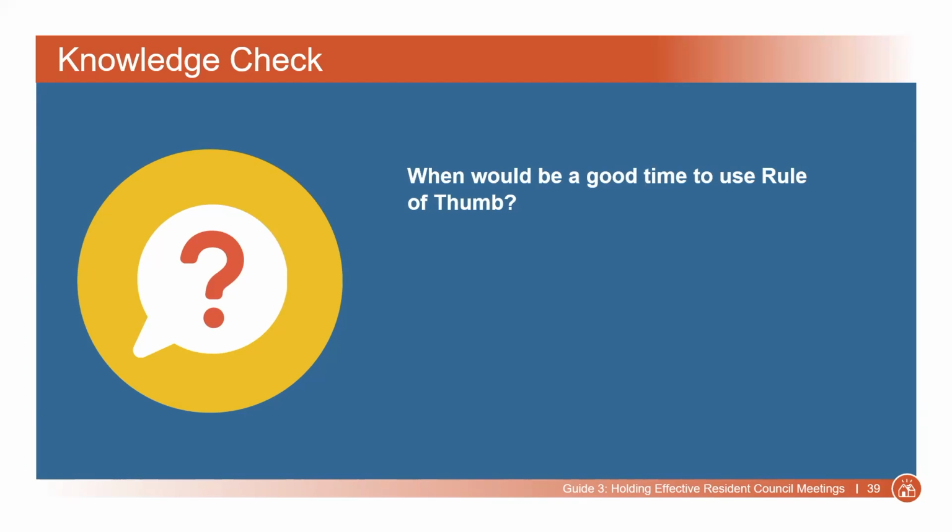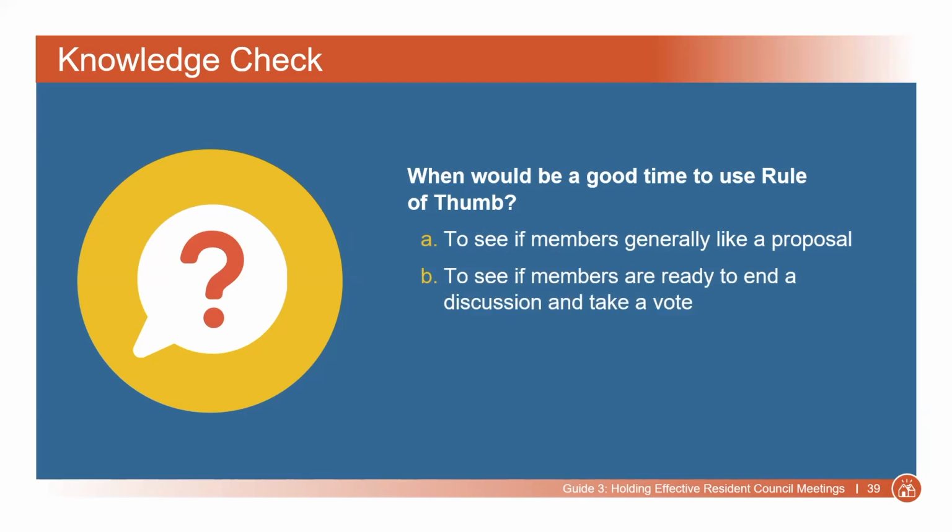When would be a good time to use rule of thumb? A, to see if members generally like a proposal. B, to see if members are ready to end discussion and take a vote. C, to elect a board member to fill a vacancy. Or D, answers A and B. Again, we'll pause to let you consider your answer.